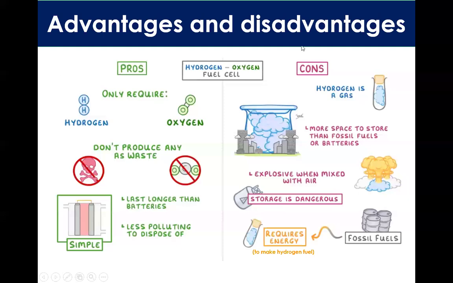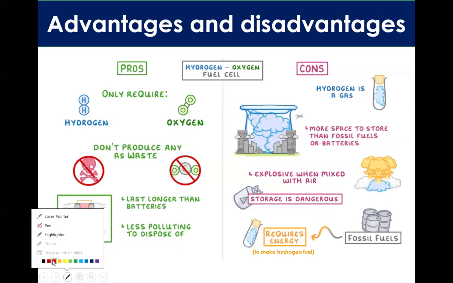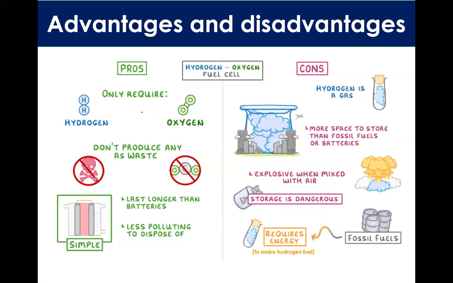Okay, so we were going over the advantages and disadvantages of hydrogen oxygen fuel cells, and we talked about the advantages. The hydrogen oxygen fuel cell just requires two components. So you require hydrogen and you require oxygen. Oxygen is found in abundance in the Earth's atmosphere. It makes up about 21% of the atmospheric air. Hydrogen, on the other hand, is not as abundant, but can always be extracted from the air using specialized extraction machinery.